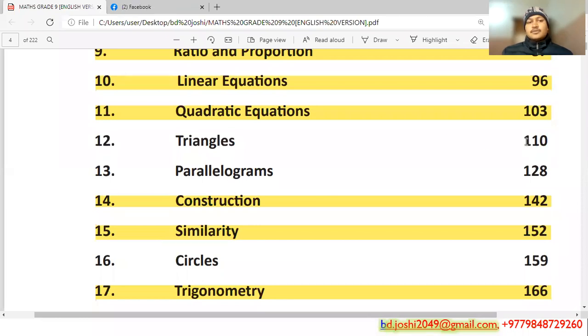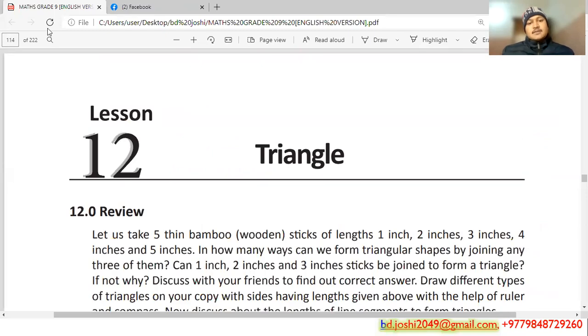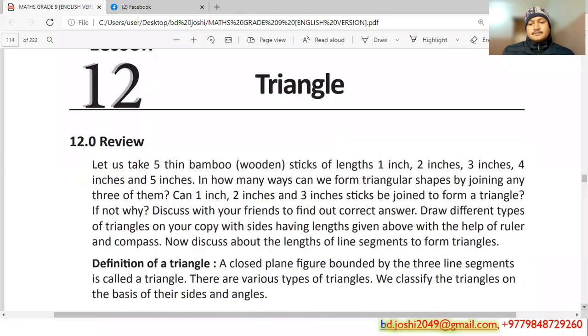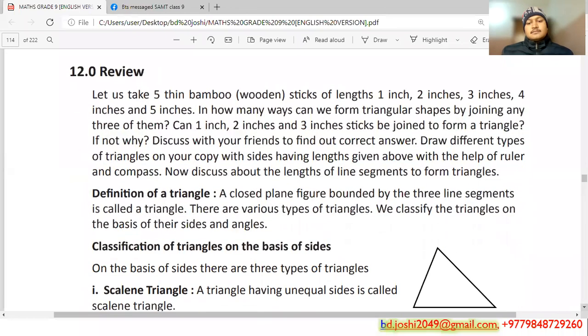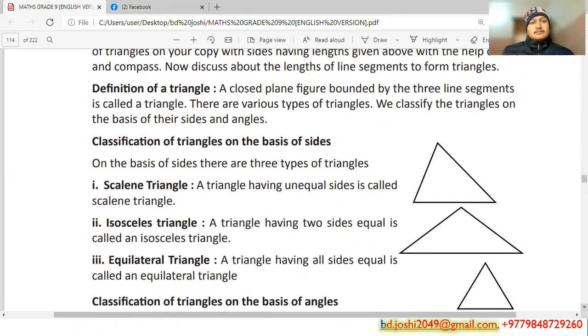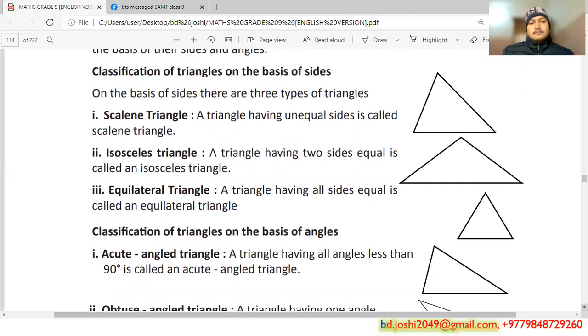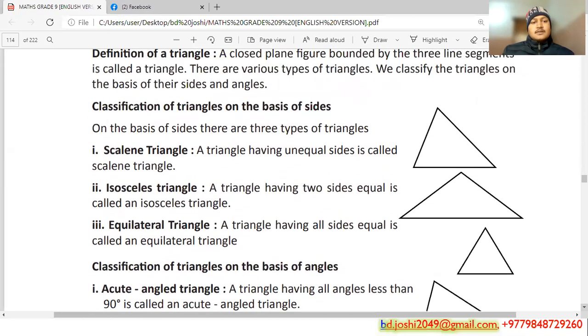So, if you have the book, go to page 110, and it will be near about 114 in my soft copy. Triangle. Okay. You may check these ones.